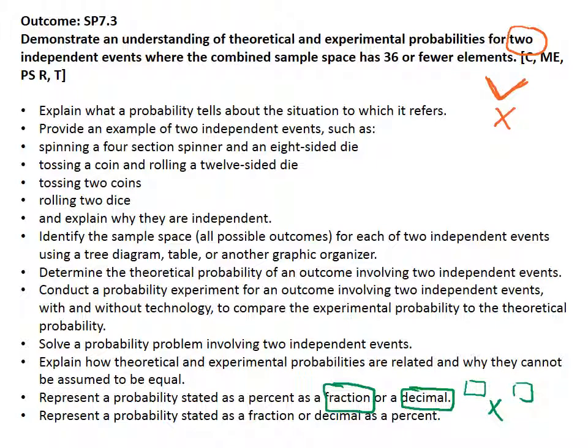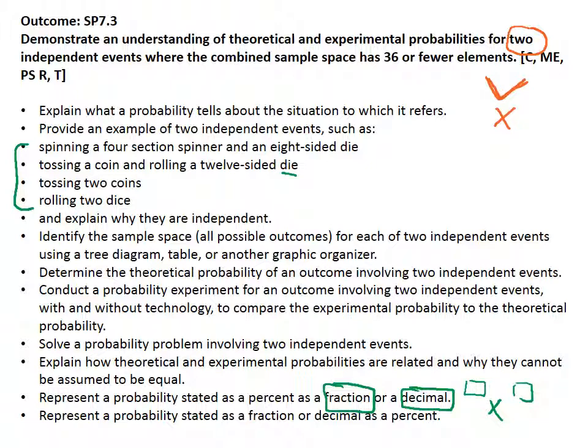Okay, back up to the top. Explain what probability tells about a situation. So is it good odds, bad odds? Is it likely to happen, unlikely? Is it certain, 100%? Is it impossible, so 0%? Providing an example of two independent events, so here are some examples. Spinning a 4-section spinner and an 8-sided die, so two separate things. Tossing a coin and maybe rolling another die.